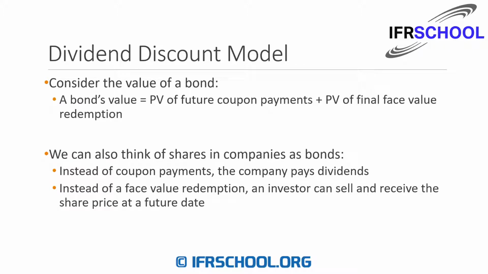Consider the value of a bond. The value of a bond is equal to the present value of the future coupon payments that the bondholder will receive, plus the present value of the final face value that the bondholder receives on redemption. We can also think of the value of a share in a similar way, but instead of coupon payments, the company pays dividends, and instead of a face value redemption, an investor can sell and receive the share price at some future date.